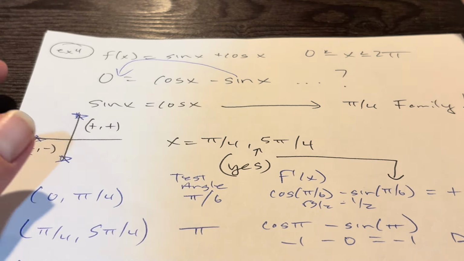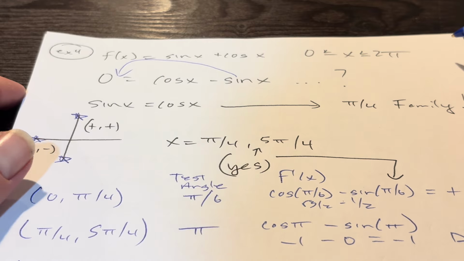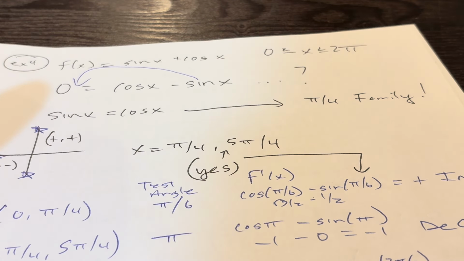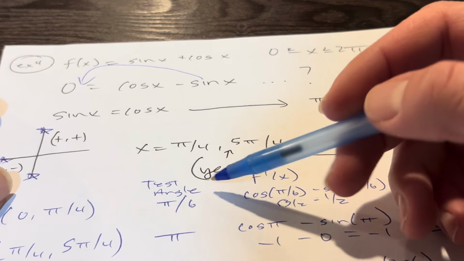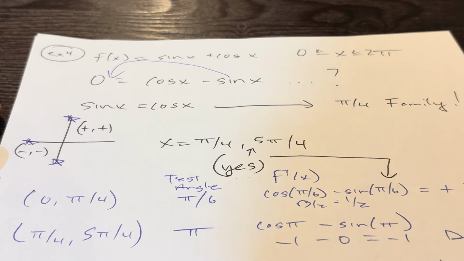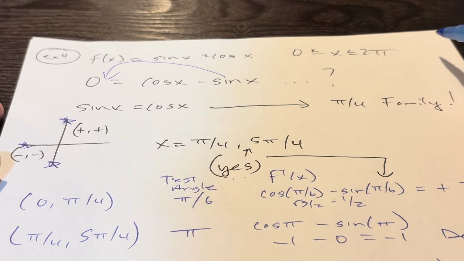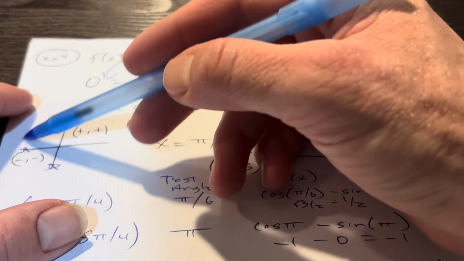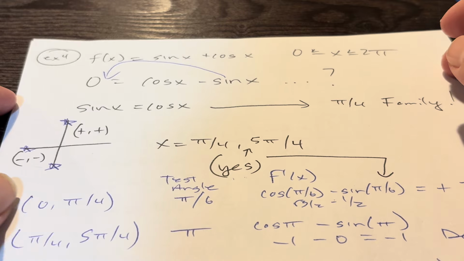So where on the unit circle is sine x equal to cosine x? It's in the pi/4th family. So yes, you do got to know that. That's why I put a yes here. That will be expected of you in college. On the unit circle, where is sine equal to cosine? Where is x equal to y?